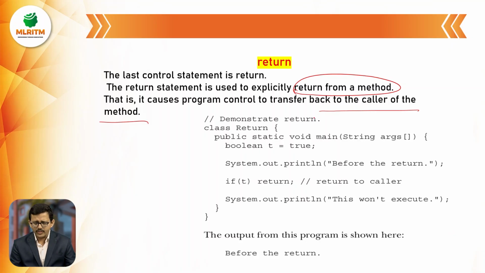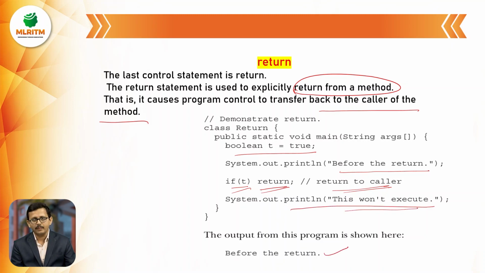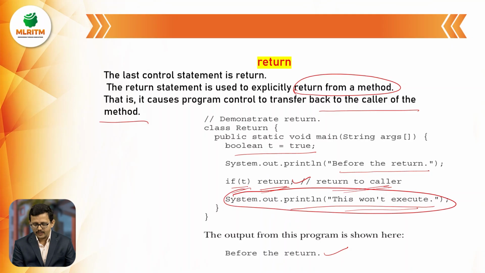Okay, to demonstrate return: class Return, public static void main, boolean t is equal to true, System.out.println before the return. If t, return. If it is true, we are going to return to the caller. So the next print statement won't execute, and only the text before the return will be printed. That statement is not printed because when you use return, you go back to the caller. This is one of the important things we will be using in recursion. Let us see what that is when we learn about recursion.